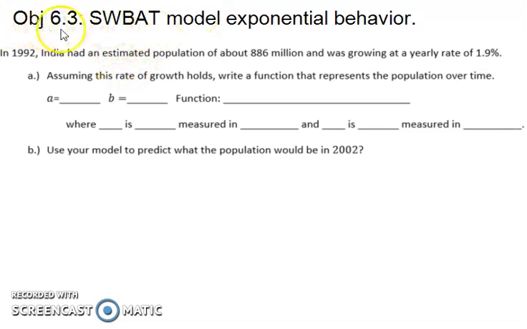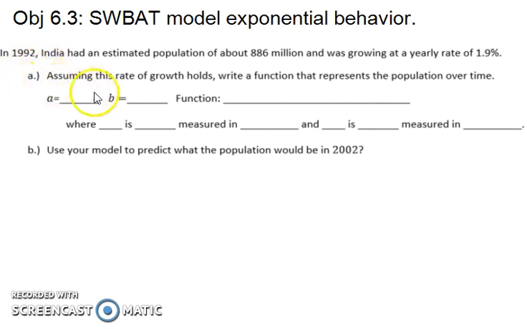Alright, so objective 6.3 is that you are going to model exponential behavior. The point of this entire unit is this objective right here. So look at our example. In 1992, India had an estimated population of about 886 million and was growing at a yearly rate of 1.9%.